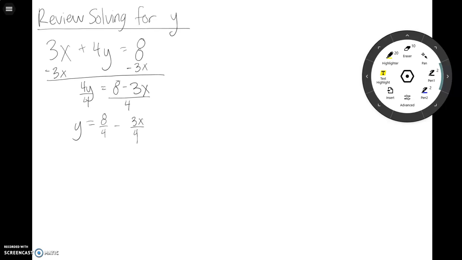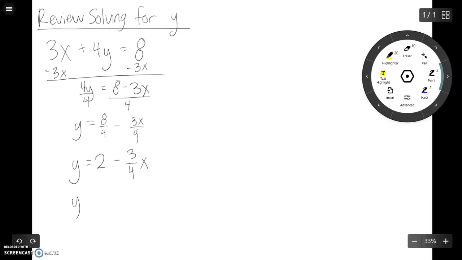I'm just going to simplify the right side of the equation so it looks a little nicer for us. So we know that 8 divided by 4 is 2. And then what I'm actually going to do with this x is, instead of making 3x over 4, I'm going to make it 3/4 x, which is the same thing. This is usually a more preferred way to write it.